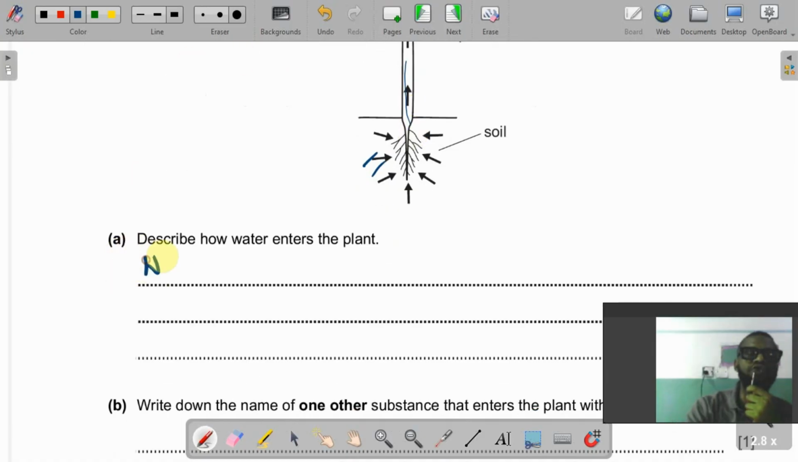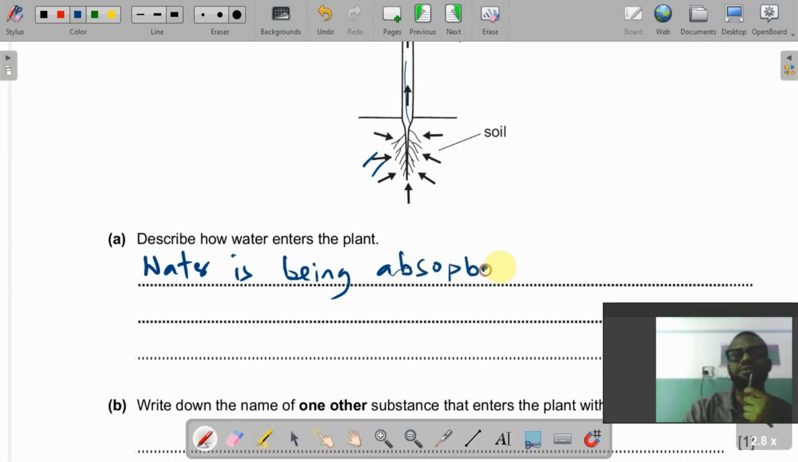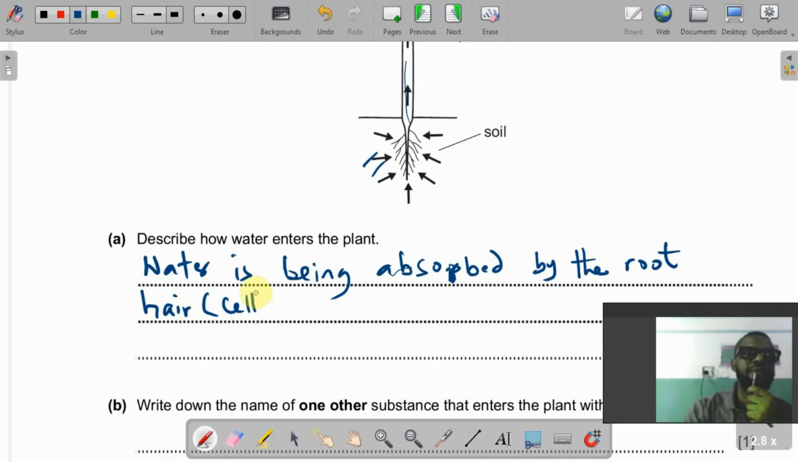So water is being absorbed by the root hair, or you can say in brackets, cell.